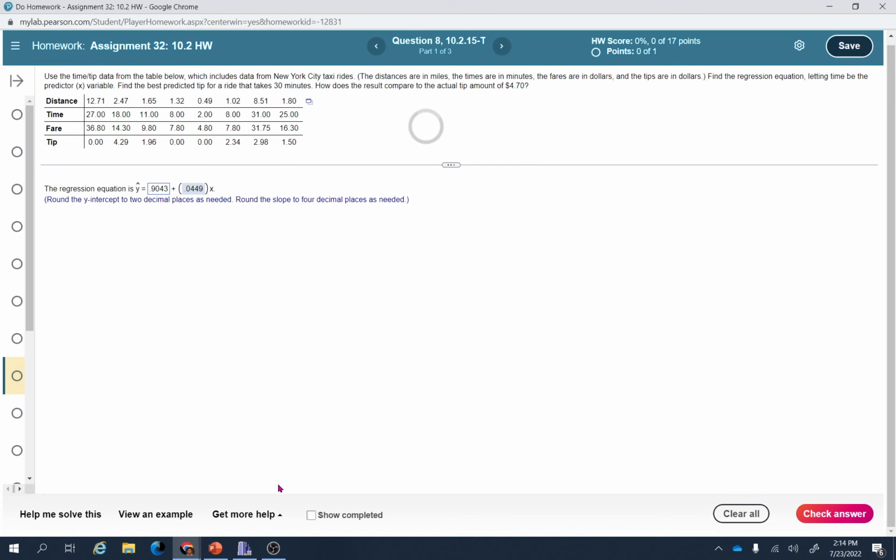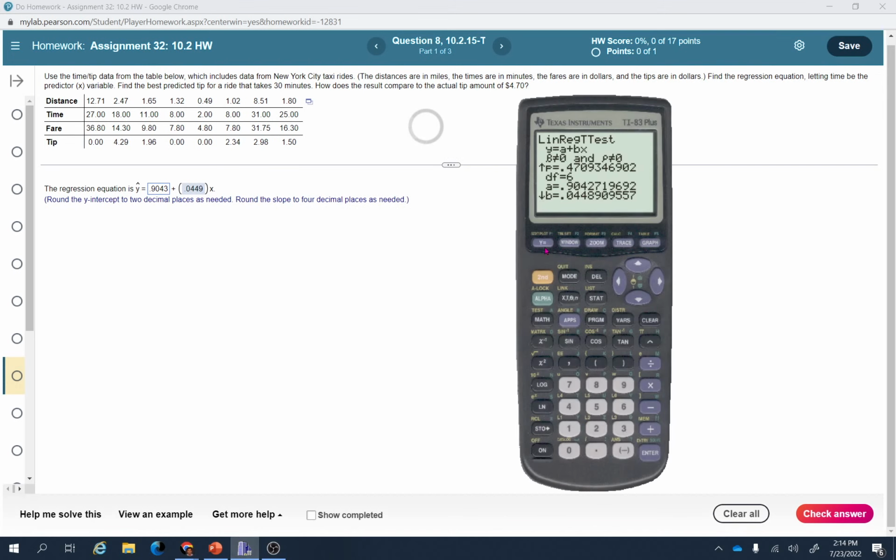What happened? Let me go back and check the value one more time. It's b of x, 0.0449. And the intercept is 0.9043. That's supposed to be right.